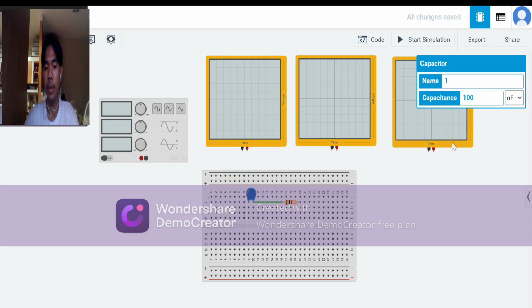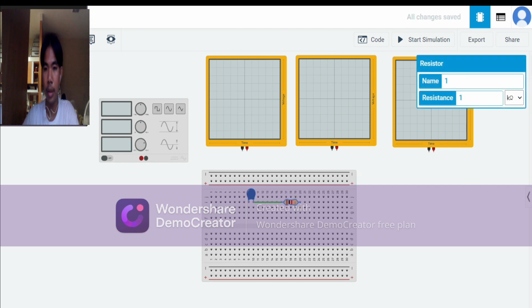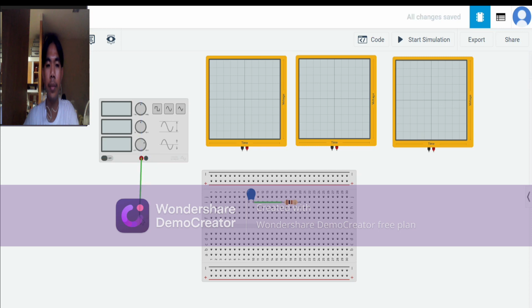And the value of the capacitor is 4.7 microfarad, and the resistor is 100 ohm. And we connect the positive of the source, and the negative to the negative, we measure the signal across the source.